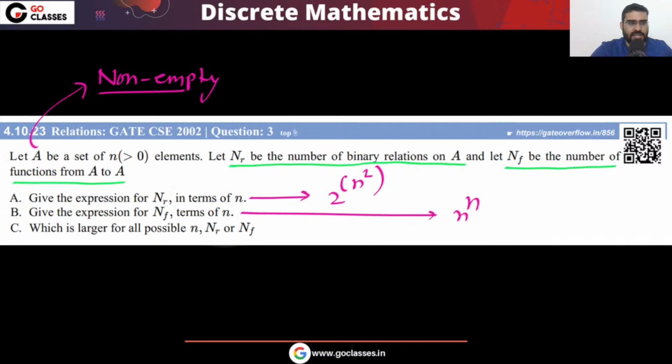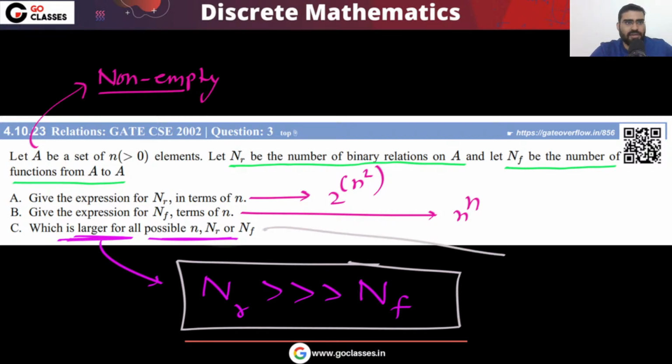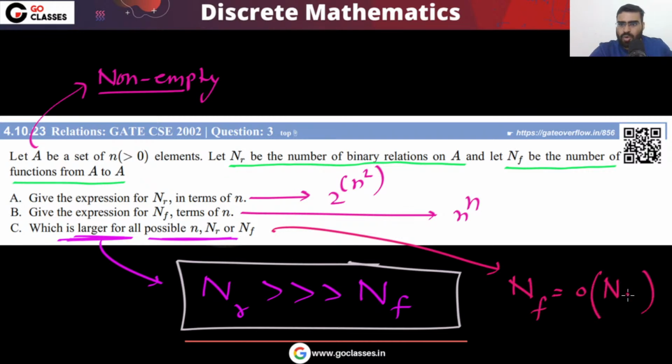So the question is asking which is bigger for large values. For large values, which is bigger? So you can easily see that for large values, NR is much bigger than NF. Number of relations on A will be much bigger than number of functions from A to A. Or you can write like this: NF is small o of NR. So like this also you can solve.